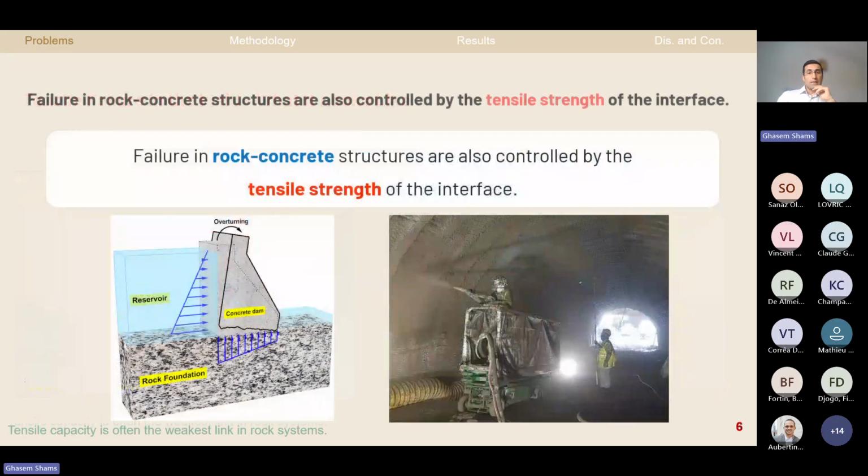And the tensile strength and tensile fracturing behavior are also critical parameters for structures with an interface between rock and concrete. As you can see, it controls the overturning resistance in dam foundations, and the tensile strength between the shotcrete and the rock wall of tunnels, or the concrete liner, can be very important as it controls the stability of the whole system.